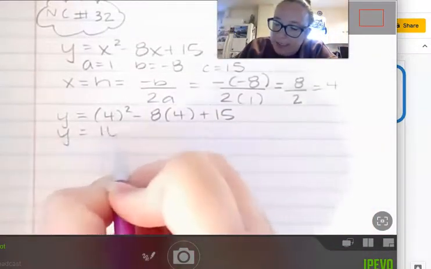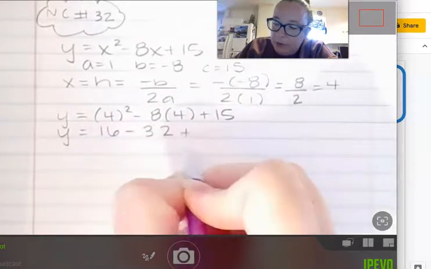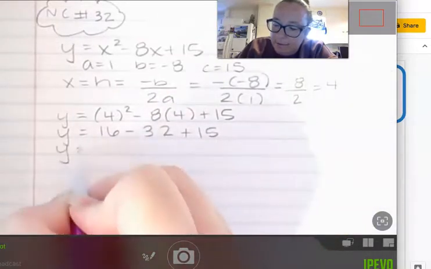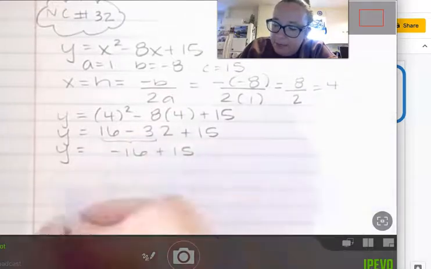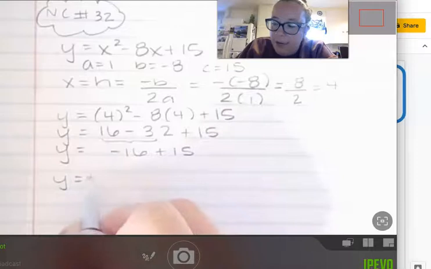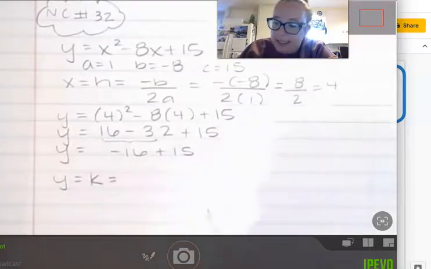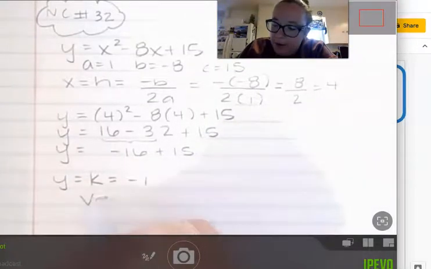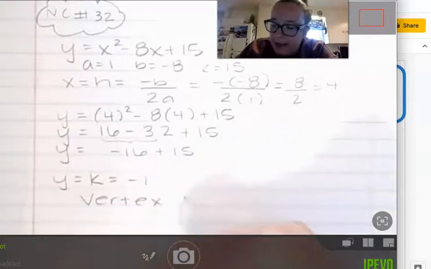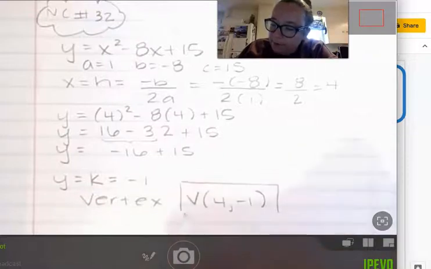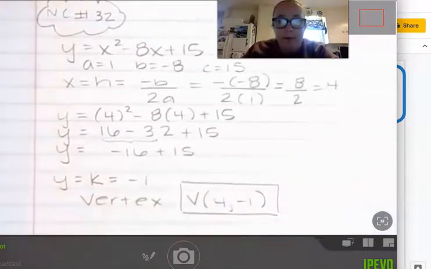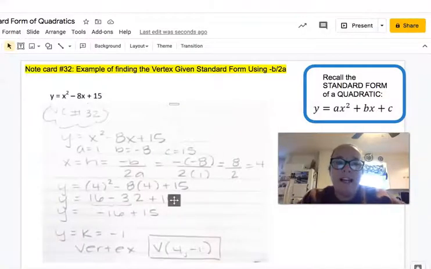So y equals 16 minus 32 plus 15. Let's see, that would be negative 16 plus 15. So I get the y value, or the k value of the vertex, is negative 1. So my vertex is, I like to write V, and it'd be 4 comma negative 1. 4 comma negative 1. So there's a nice pretty version of it for you all on one slide.